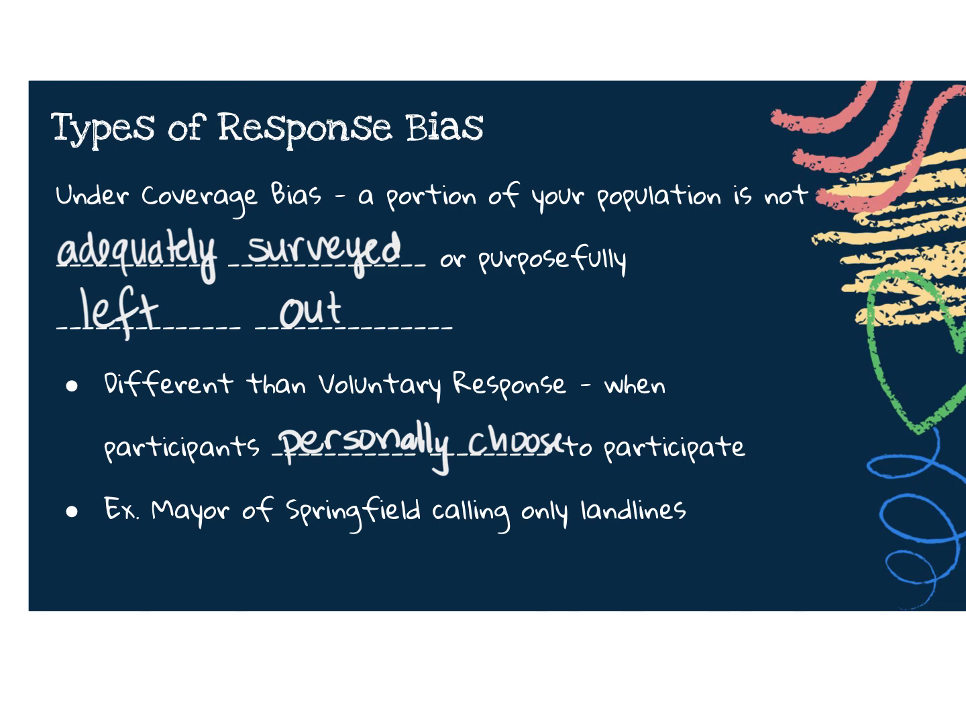Undercoverage bias is the example like the mayor of Springfield only called people with landlines. So that was purposely leaving out people that don't have landlines, and you're not going to get an adequate sample of the people by only calling landlines.